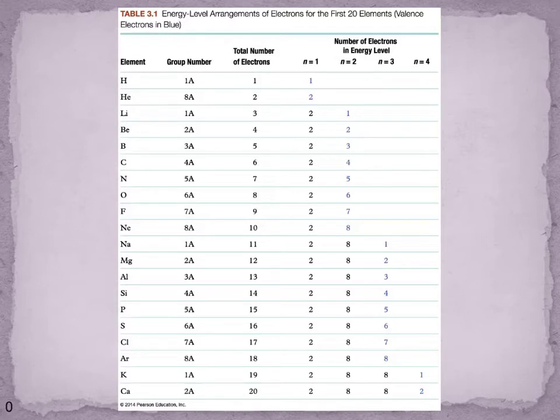For your purposes, all we're worried about is that n equals 1 has a limit of 2 electrons, n equals 2 and 3 have a limit of 8, and for n equals 4 we will only be adding in 2 electrons because we're stopping at calcium. We're not going to get into the details beyond that.